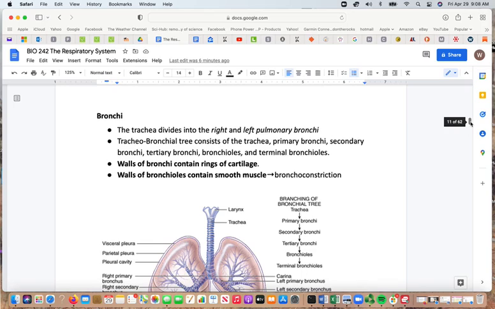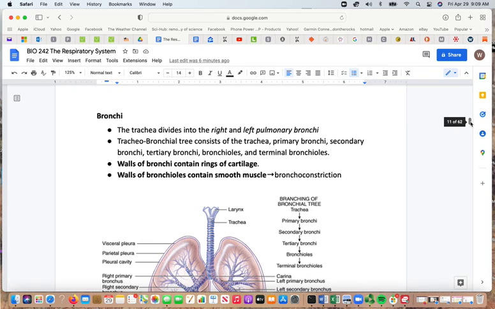The bronchi are going to divide into right and left pulmonary bronchi from the trachea. So the tracheobronchial tree is going to have your trachea, that would be your trunk. It's going to fork into the primary bronchi. Those form into secondaries, those into tertiaries, then the bronchioles and terminal bronchioles.